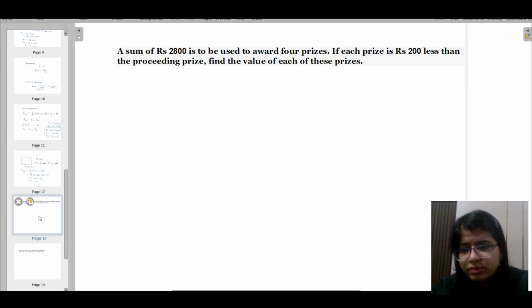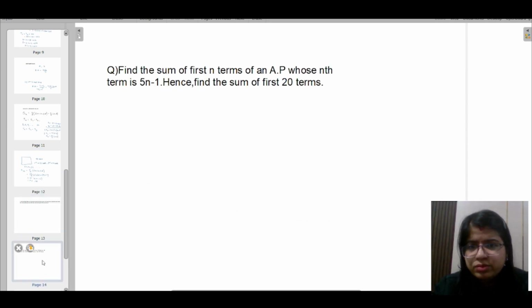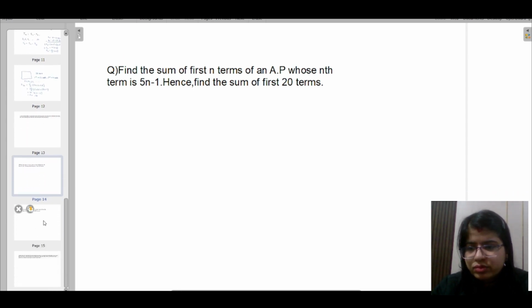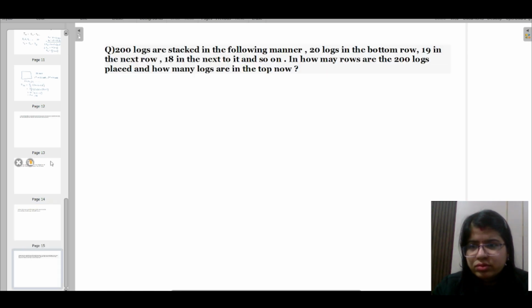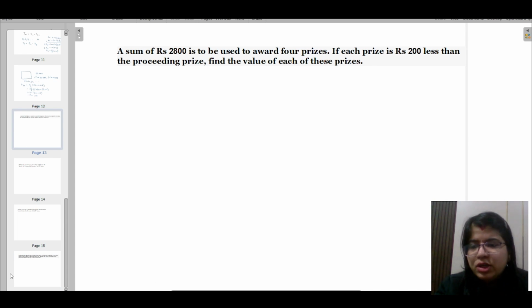Okay students. Now it's given that a sum of rupees 2800 is to be used to award 4 prizes. A sum has already been given, like in a school, a certain amount is given, and you have to give the prizes to students within this amount only. So the question is that the sum of rupees 2800 is to be used to award 4 prizes, whose total is going to be 2800. If each prize is rupees 200 less than the preceding prize, find the value of these prizes. Okay students, the sum is given here.